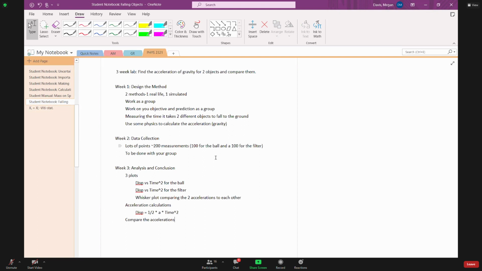So again, we have this broken down into 3 weeks. This week you're designing the method. One will be for the real world situation and one will be for the simulator. Work as a group. You can come up with your objective and your prediction as well. Next week, you will be doing the data collection. You are going to collect a lot of data points, so probably about 200 measurements. And then the 3rd week, you will work on those conclusions and those analyses. So remember, you have 3 plots, 2 displacement versus time squared, and then 1 whisker plot.